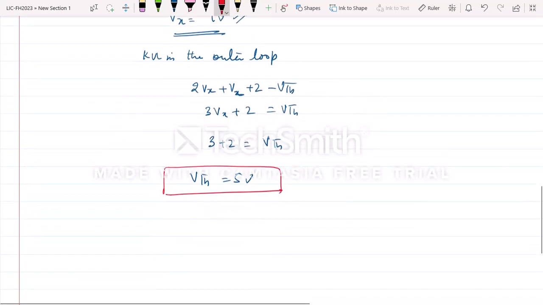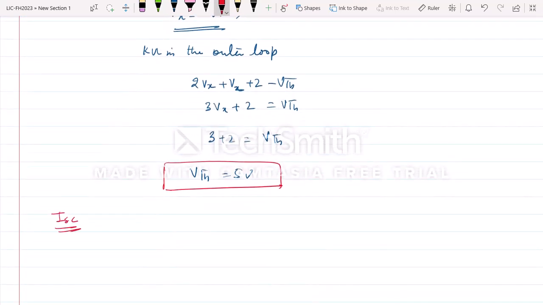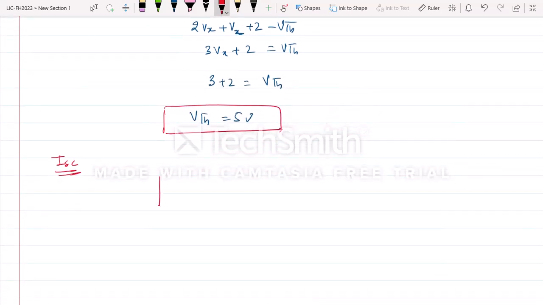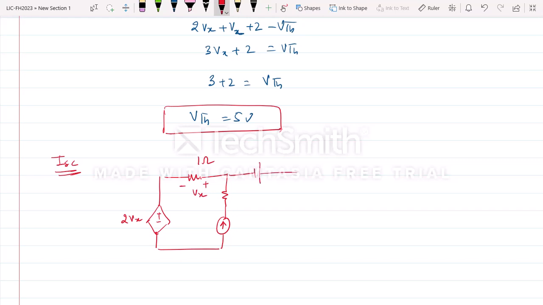Let us find ISC, the second step. When you find ISC, you have to short circuit the terminal. Again, we will draw the circuit, but this time we will short the terminal, because we cannot find RTH directly. So we need to find ISC, that is, the short circuit current. This is 2Vx, this is minus plus Vx, this is 2 volts, and this is the short. This is ISC. This is 1 ampere and this is your 1 ohm.